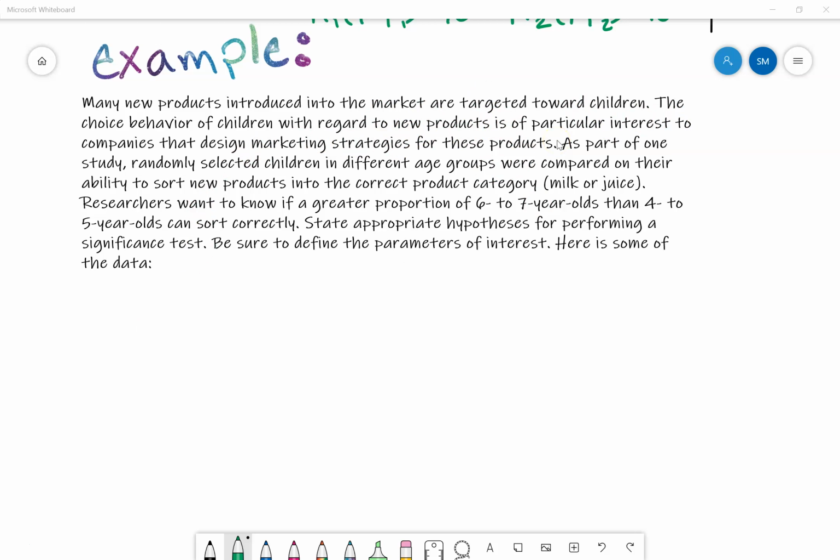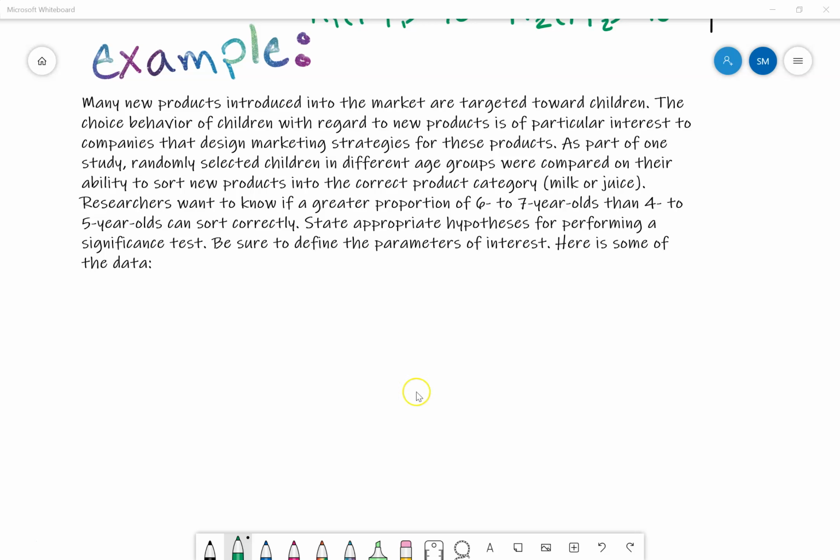So if the companies are advertising, they want to make sure that it's working, which makes sense. As part of one study, randomly selected children in different age groups were compared on their ability to sort new products into the correct product category, either milk or juice. Researchers want to know if a greater proportion of 6 to 7-year-olds than 4 to 5-year-olds can sort correctly. State the appropriate hypothesis for performing a significance test and be sure to define your parameters of interest.